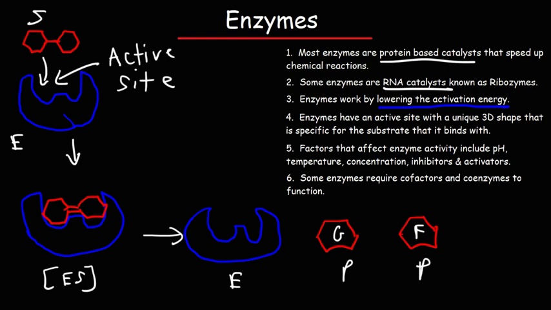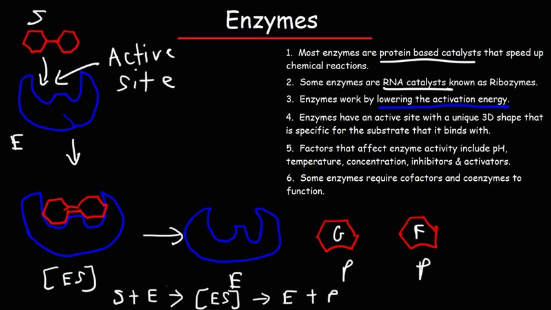So as you can see, the enzyme is a catalyst that is not used up in a reaction. So if we were to write the overall reaction of this, it's going to be S plus E, and then that's going to turn into ES, the enzyme substrate complex. That's the intermediate for this reaction. And then it's going to be E plus P, where P is the products.